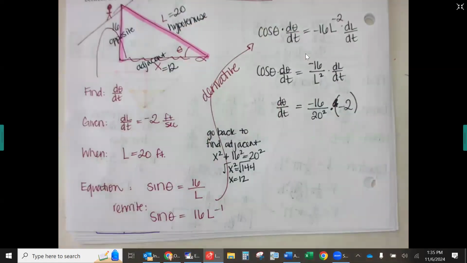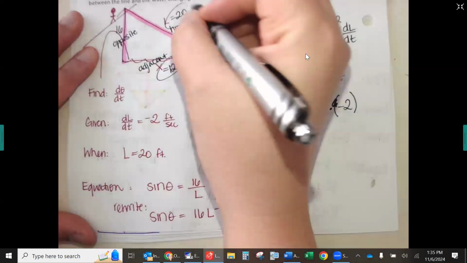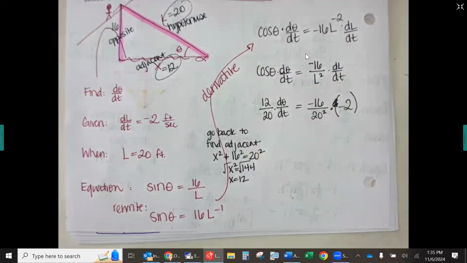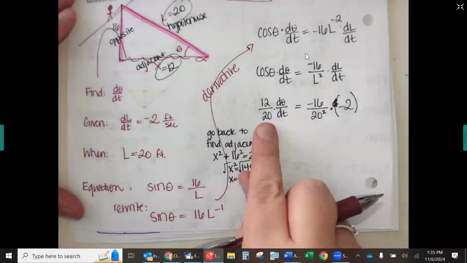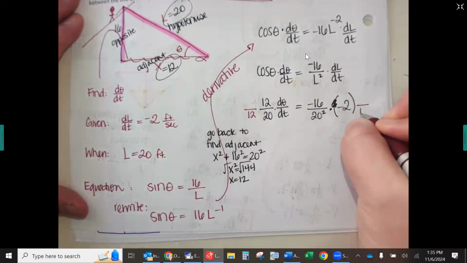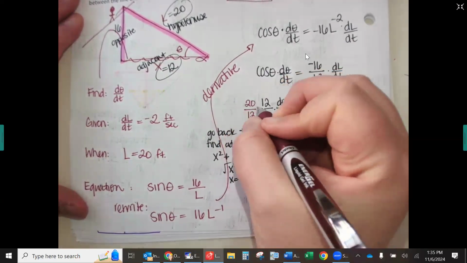And now that I know that this side is 12, when I want to substitute my cosine, I'm going to use A over H, which would be 12 over 20. Okay, 12 over 20. Last thing, we just need to solve. So if my 12 over 20 is multiplied by d theta dt, how are we going to get rid of a multiply by 12 over 20? Very good. So I'm going to divide by 12 on both sides and multiply by 20 on both sides.